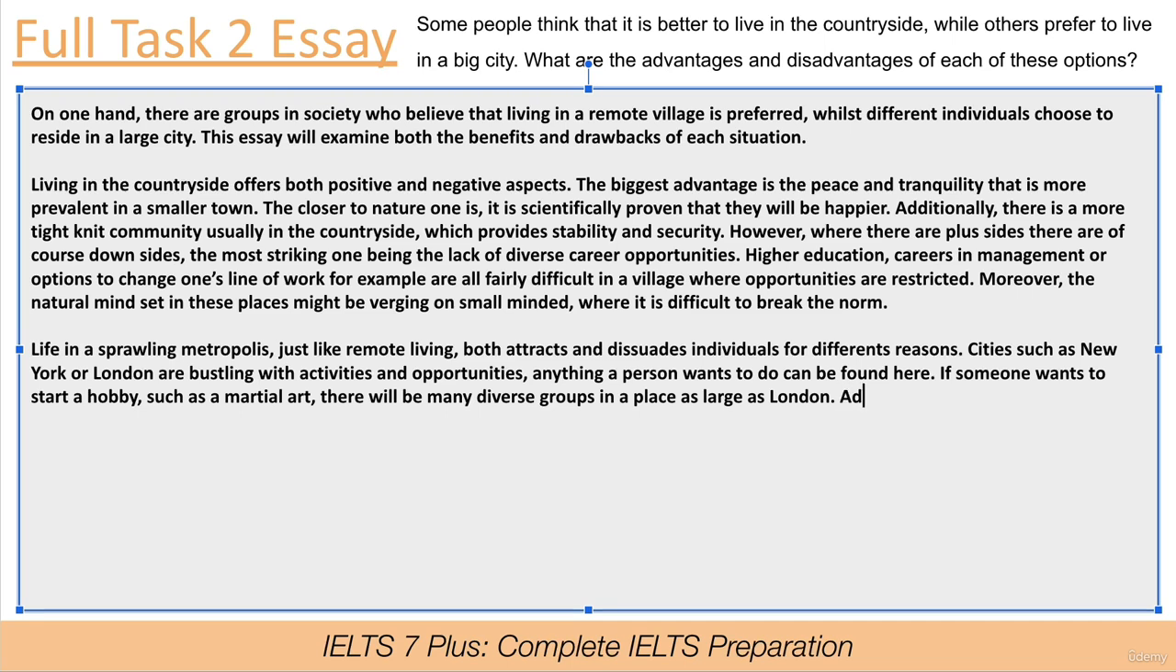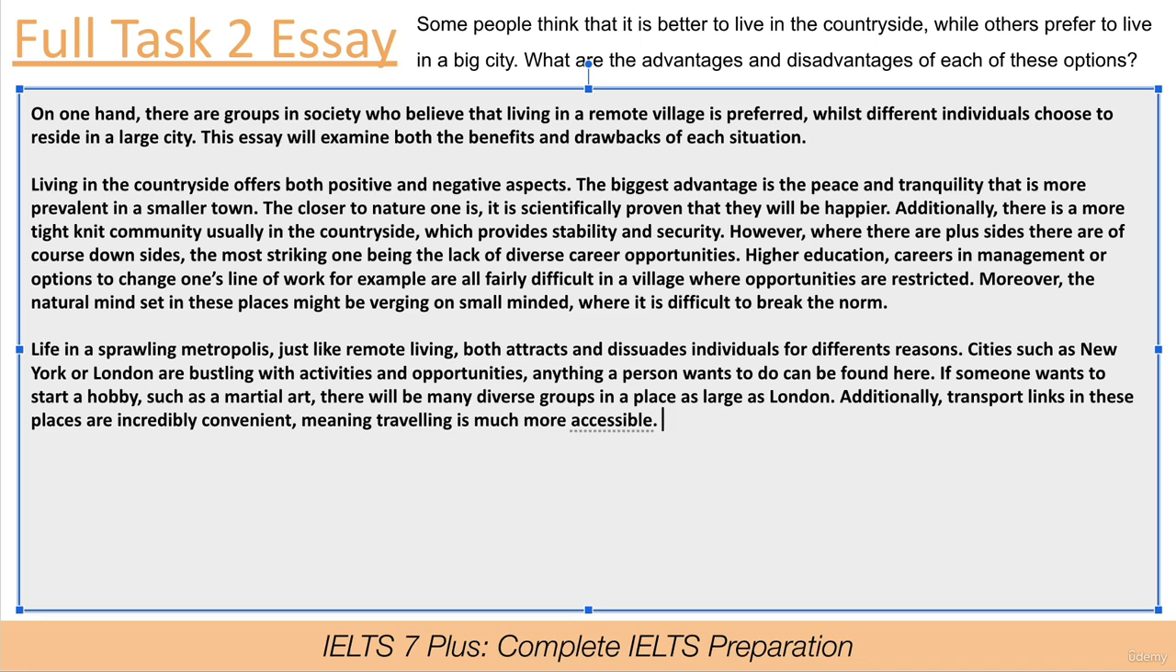Also convenience. So we can do a nice linking word. Additionally, transport links in these places are incredibly convenient, meaning traveling is much more accessible. Okay, let's talk about some disadvantages now. Maybe money and pollution.